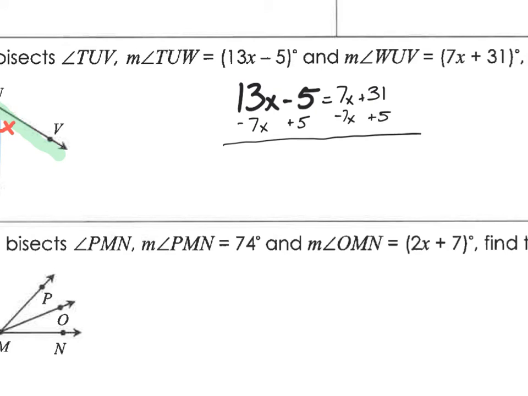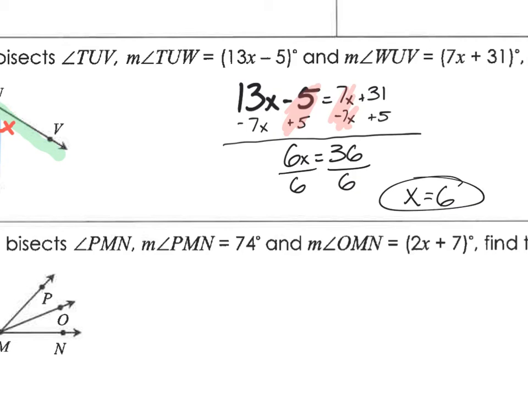So these would cancel out, and these would cancel out. 13 minus 7 gives us 6. 31 plus 5 gives us 36. Divide both sides by 6. X equals what? Do we have to find anything else? Nope.